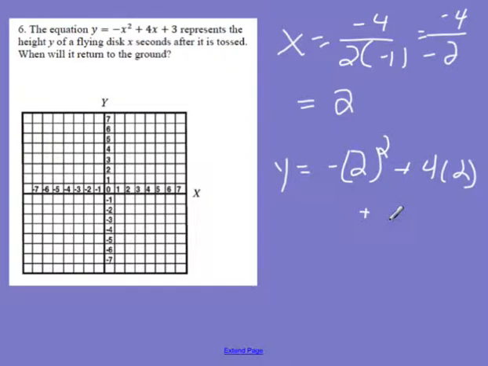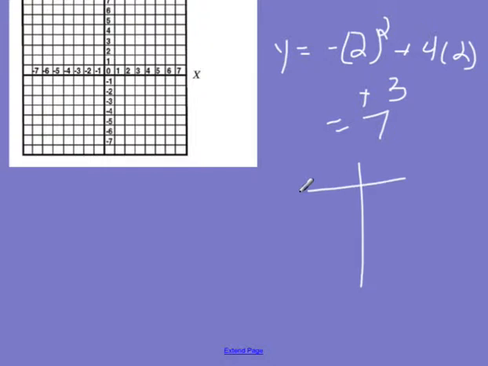So you can go ahead and plug that into your calculator. When you do, you get 7. So my vertex then is (2, 7). So I have 2, 7, x, y. So I'm going down, going this way, going up, going this way.